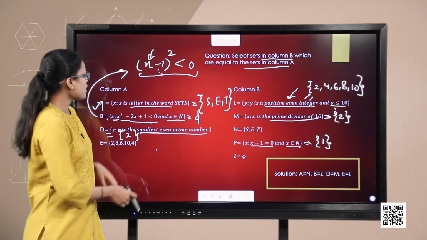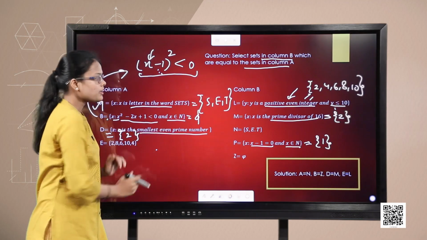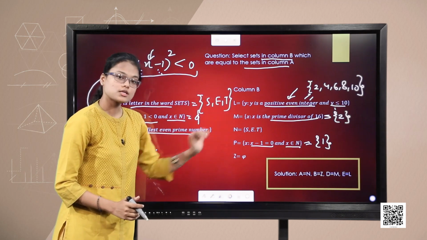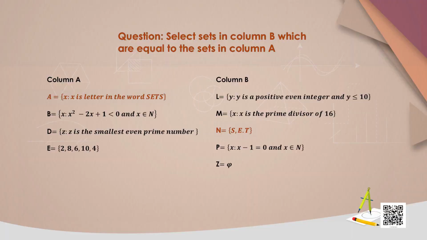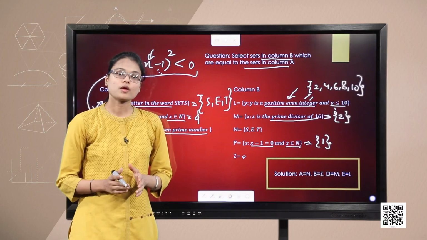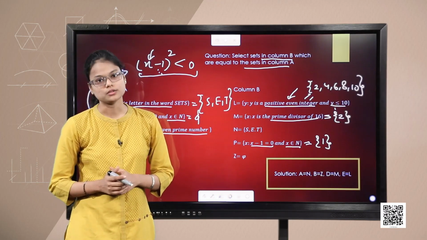So, students, we have studied all the sets in column A as well as all the sets in column B, and you may notice that set A is equal to set N, set B is equal to set Z, set D is equal to set M, and set E is equal to set L. Hope you have understood when two sets are equal.